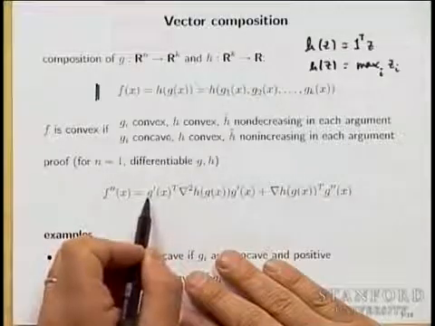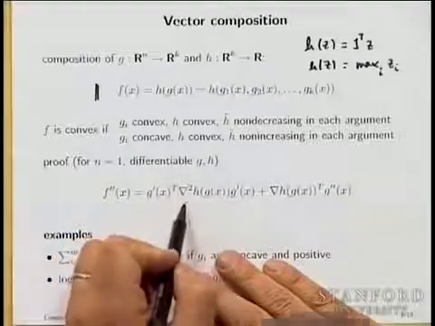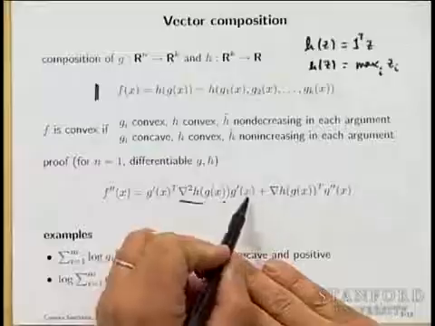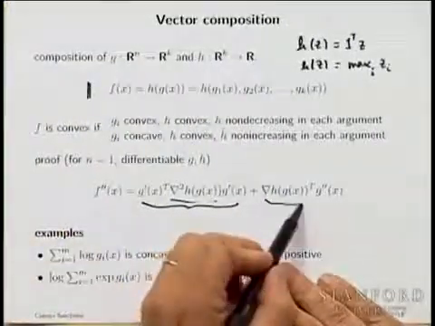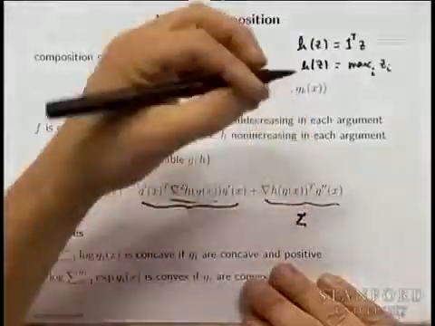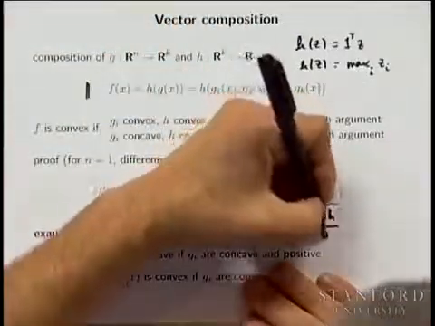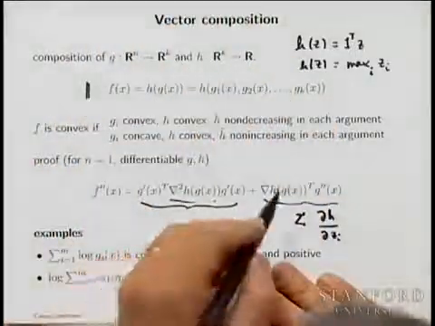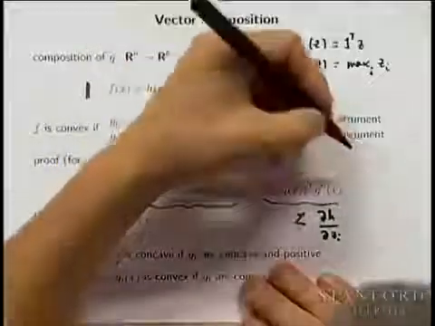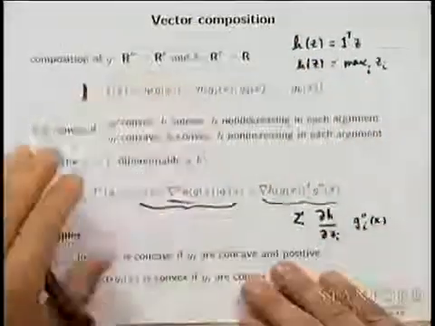That's dg dx, which is a vector, times the Hessian of h evaluated at g of x, times g prime. So that's a quadratic form. Okay? And then plus this thing, which is nothing but a sum: partial h, partial ith component, evaluated at g of x, times g prime prime i of x, like that.